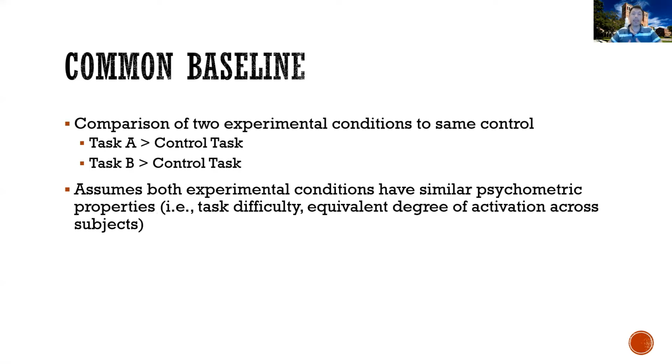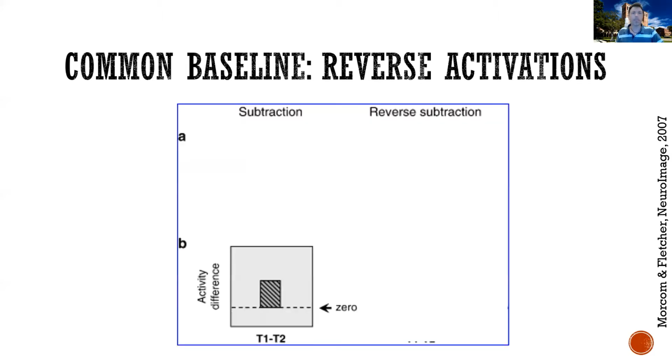Now, this type of design assumes that the two experimental conditions, task A and task B, have similar psychometric properties. So for example, there's an equal degree of activation across subjects, or the task difficulty is the same. And then you compare them to that same baseline task or control task. Now, two important issues typically come up with this type of design.